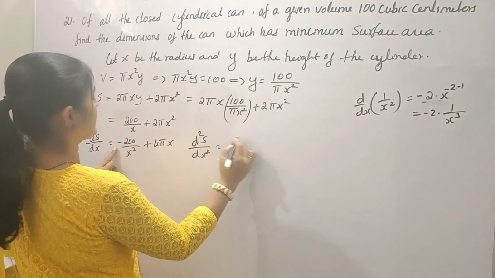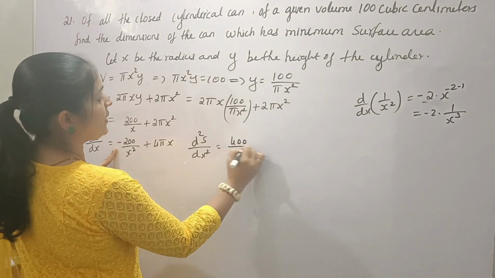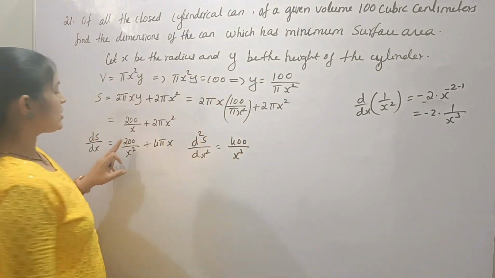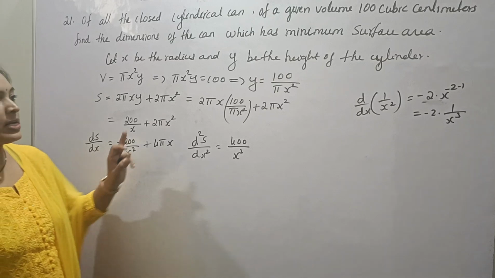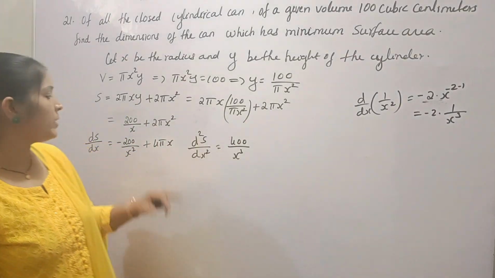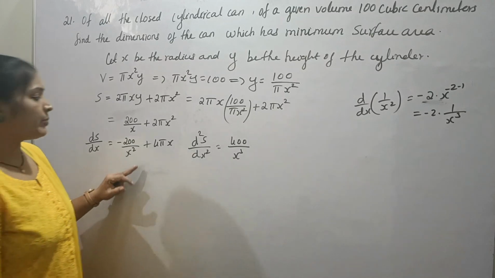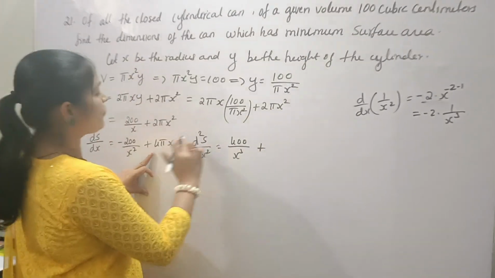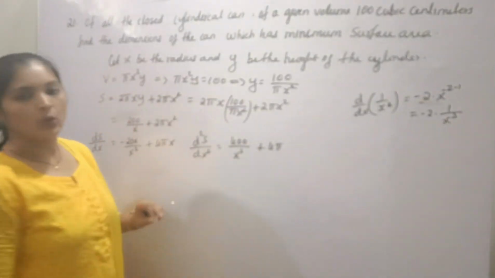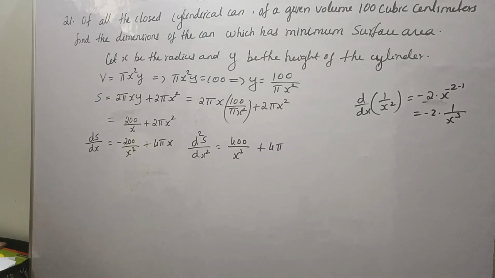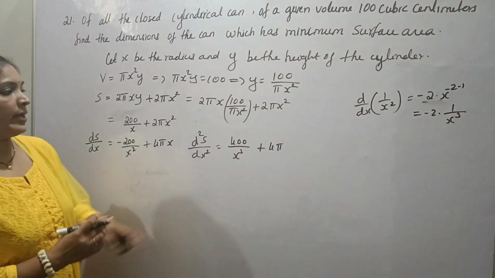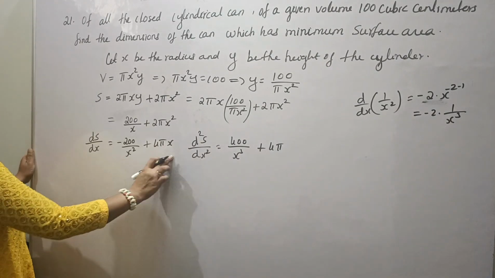So it is our d square s by dx square, that is 400 divided by x cube, because the derivative of 1 by x square is minus 2 into 1 by x cube. So minus minus becomes plus, so 200 into 2, 400 divided by x cube, plus the derivative of 4 pi x is 4 pi, okay. Now we have got d square s by dx square. So let's find the x values, okay.